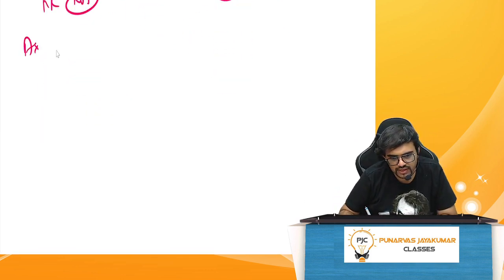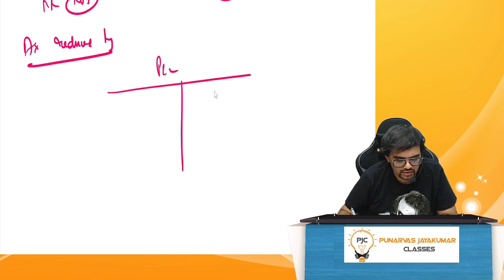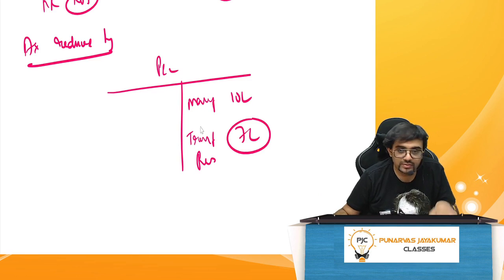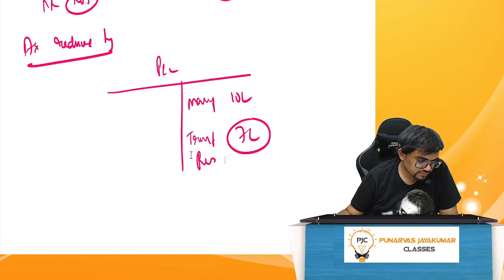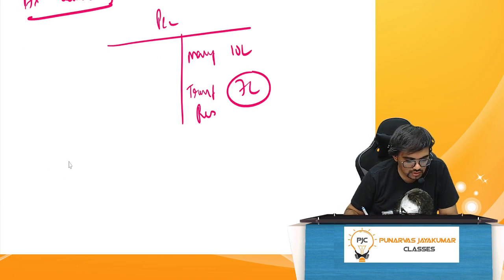So as reduced by: in P&L account, manufacturing profit is 10 lakh. Transfer from reserve credited is 7 lakh. 7 lakh to be reduced. So why, how? The company is making this much, 10 lakh and 7 lakh, totally 17 lakh.